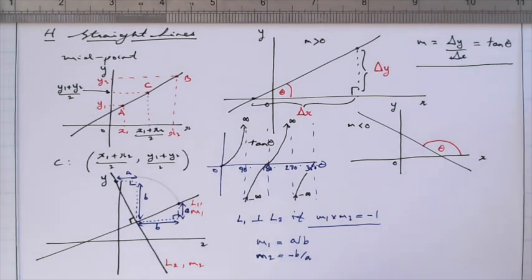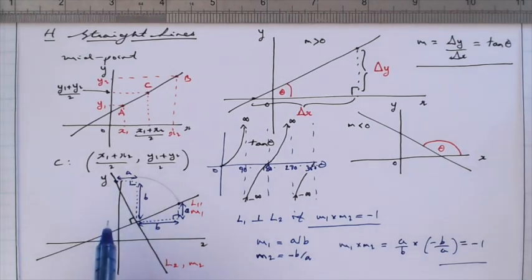So I think from here it's very clear then that M1 times M2 is A divided by B times negative B divided by A, which is negative 1. And so that's a very easy geometrical proof that this is true. So that's the third tool to take from this tutorial, that the condition for two straight lines to be perpendicular is that the product of their slopes is negative 1. And that's that for this first tutorial on straight lines.